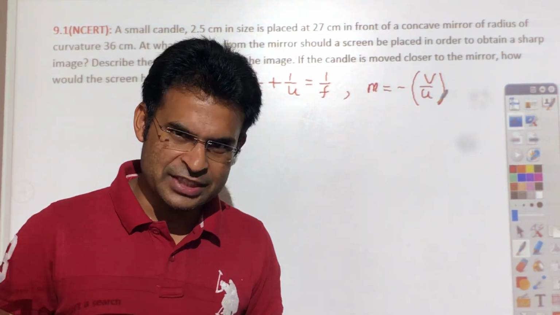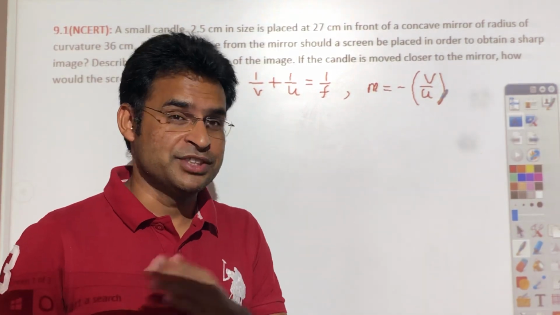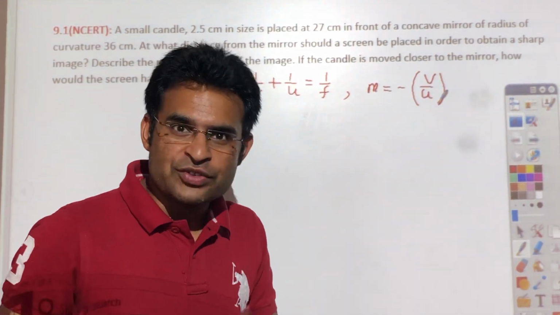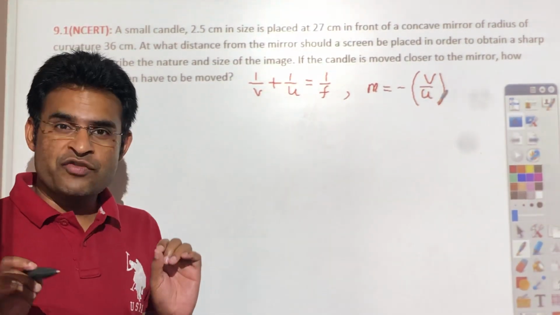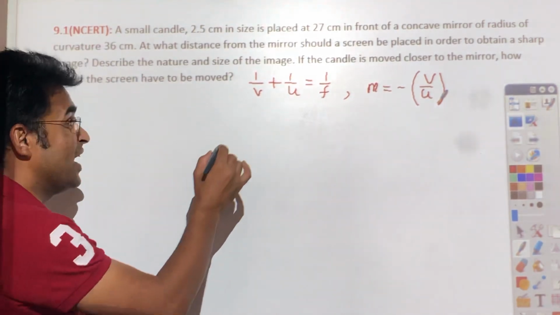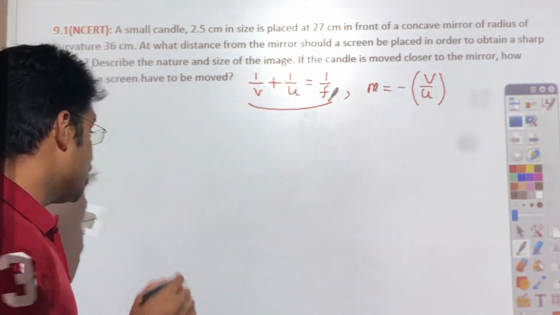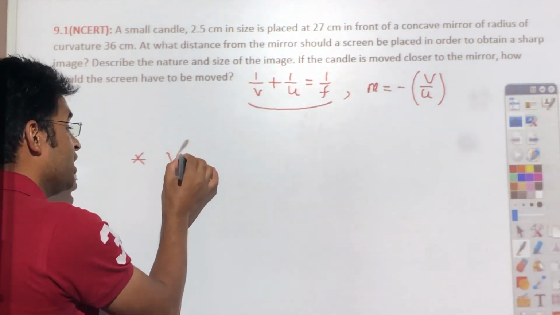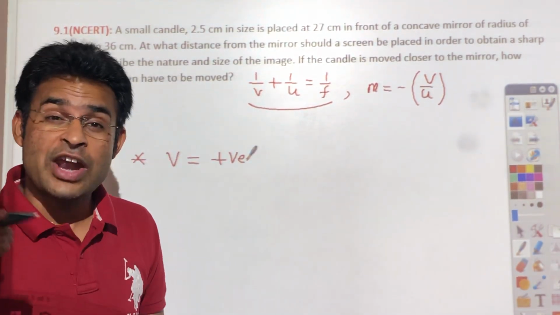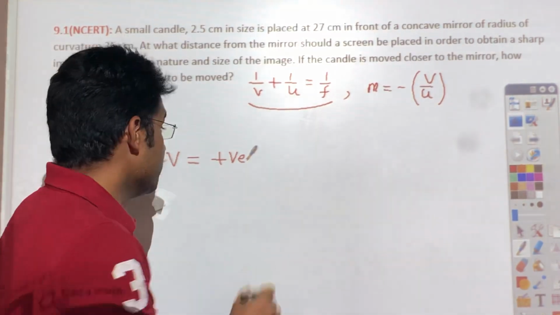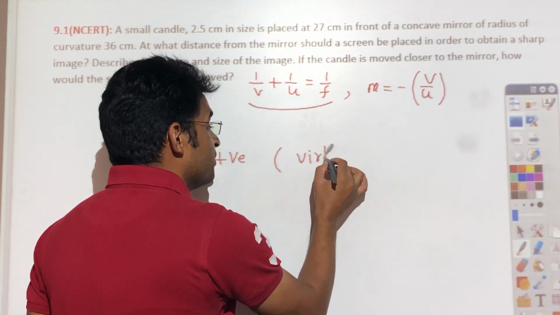Whenever they ask the nature of the image, we need to remember 5-6 points to decide it. Nature means whether it will be erect, inverted, virtual, diminished, or enlarged. The first point to remember: if you are getting v positive after solving using this equation, then the image will be a virtual image.